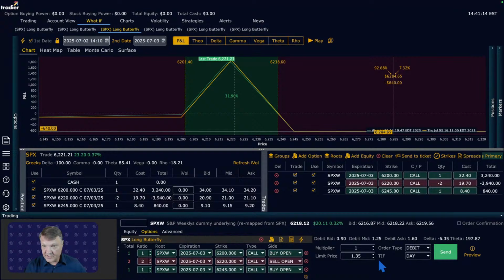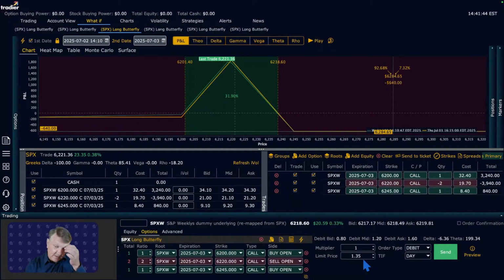Now, when I first set this one up, it was a small net credit. Now, in this instance, we're going to skip that strike. So we're doing the 6,200, 6,220, 6,240 would be the standard. We skip, we add a requirement in, and we greatly reduce the cost.